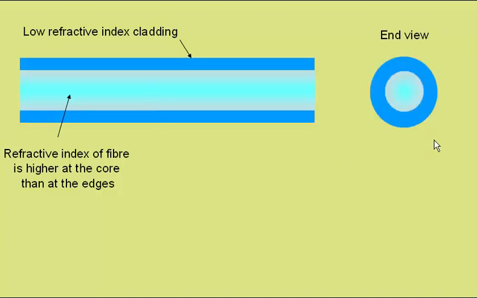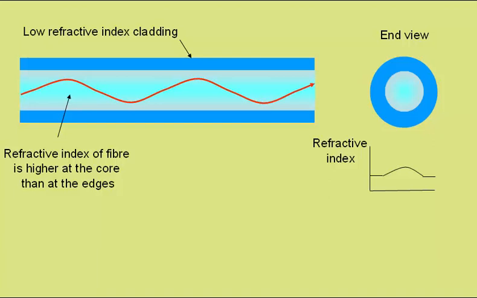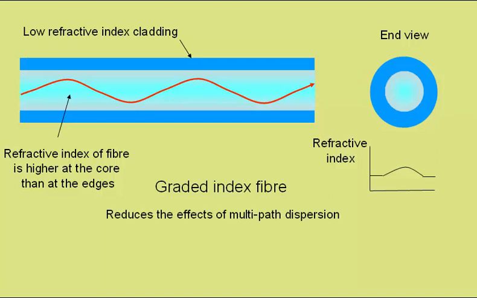Here we have an end view and a graph of refractive index as we go across the profile of the fibre. This is the fixed low refractive index of the cladding. When we're in the fibre, the refractive index rises to a peak at the centre and falls again before we get to the cladding. The ray of light will now travel through the fibre something like this. This is called a graded index fibre, and it reduces the effects of multipath dispersion.